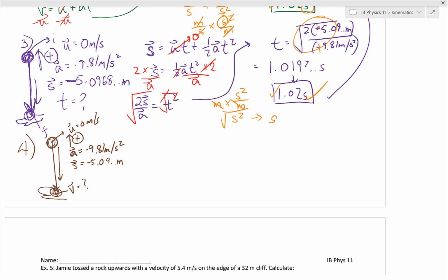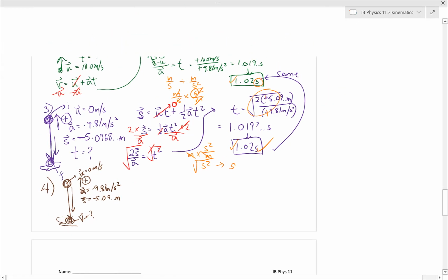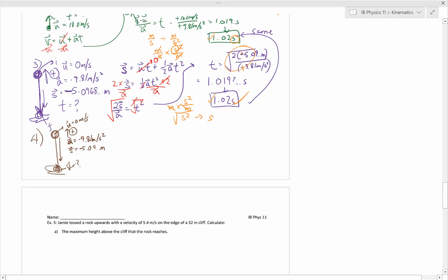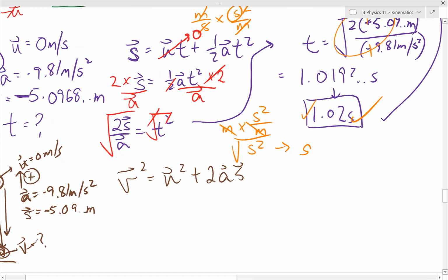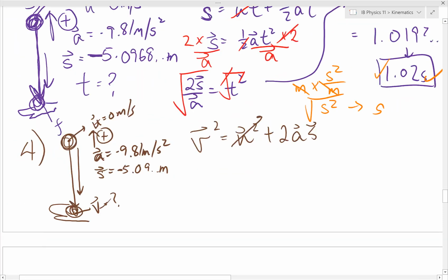So if we look at what we have: u, a, s, and v. Checking our 4 kinematics equations, this one over here matches what we need. We're solving for final velocity, so we can just copy and paste this and substitute everything in. The initial velocity is 0, so that takes that away. I just have to put in 2 times negative 9.81 meters per second squared times the displacement, negative 5.09 meters.